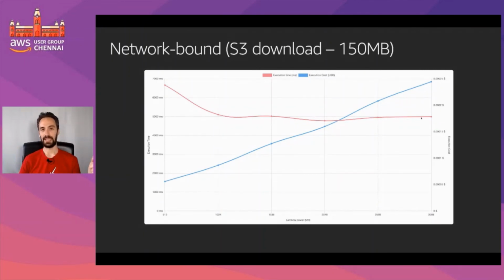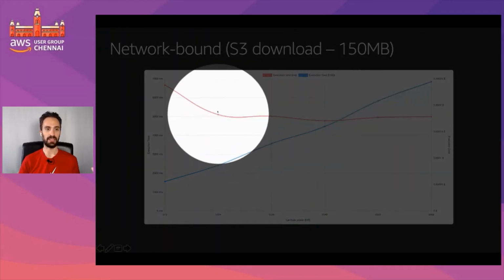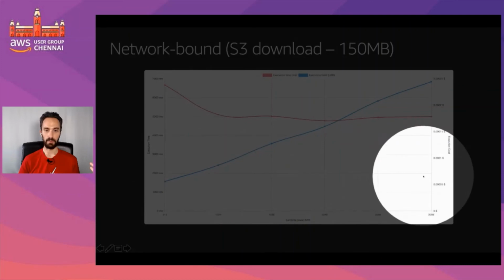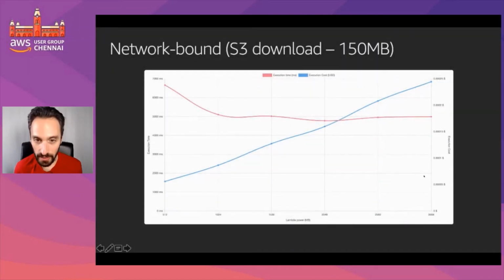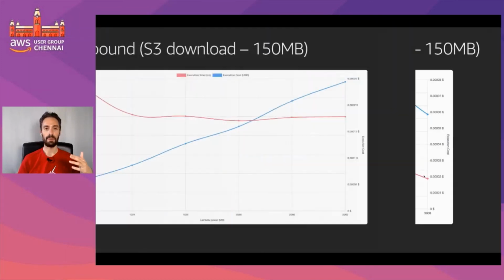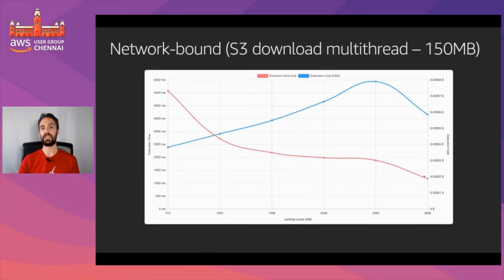So what I did is I enabled the multi-threading download option in the SDK. There is literally one option that says use multiple threads equal 10 or 20, and you can say how many threads. So if I change that line of code, everything changes. So here I'm at about 5-second execution, and I'm spending something like 4 zeros and a 5. This is the chart with the multi-threading.